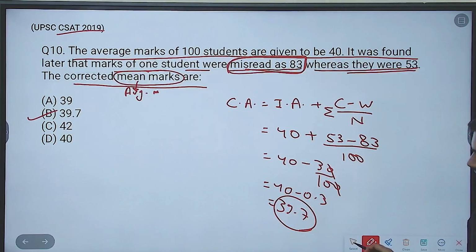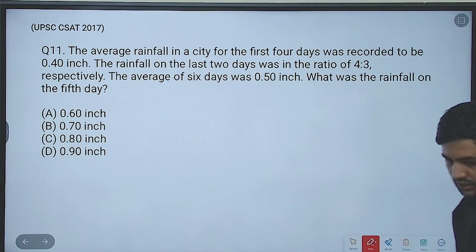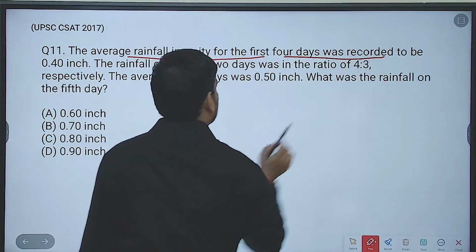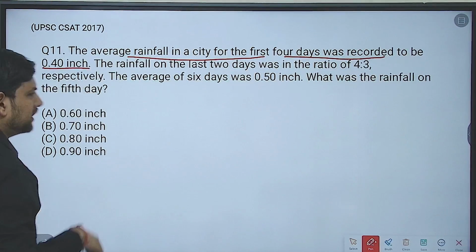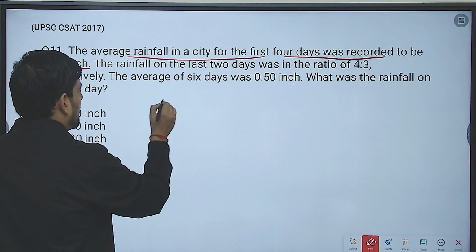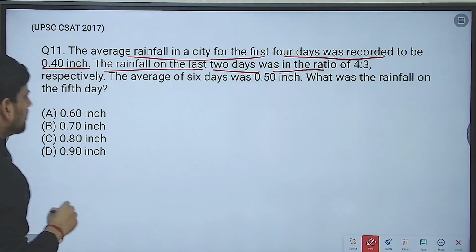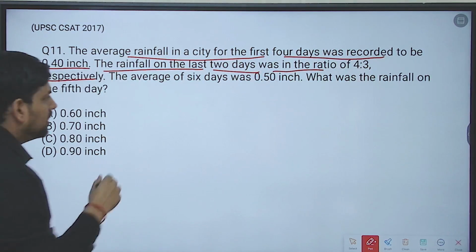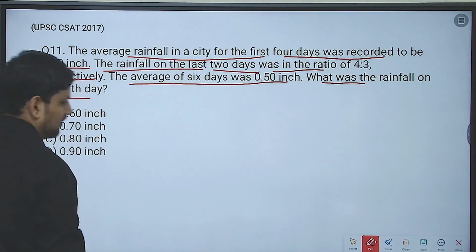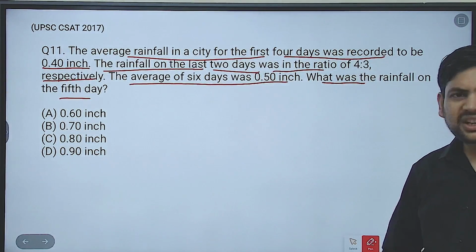Okay, then next. The average rainfall in a city for the first 4 days was recorded to be 0.4 inch. Then the rainfall on the last 2 days were in the ratio 4:3 respectively. The average of 6 days was 0.5 inch. What was the rainfall on the 5th day? It may seem confusing to some, but it is very easy.